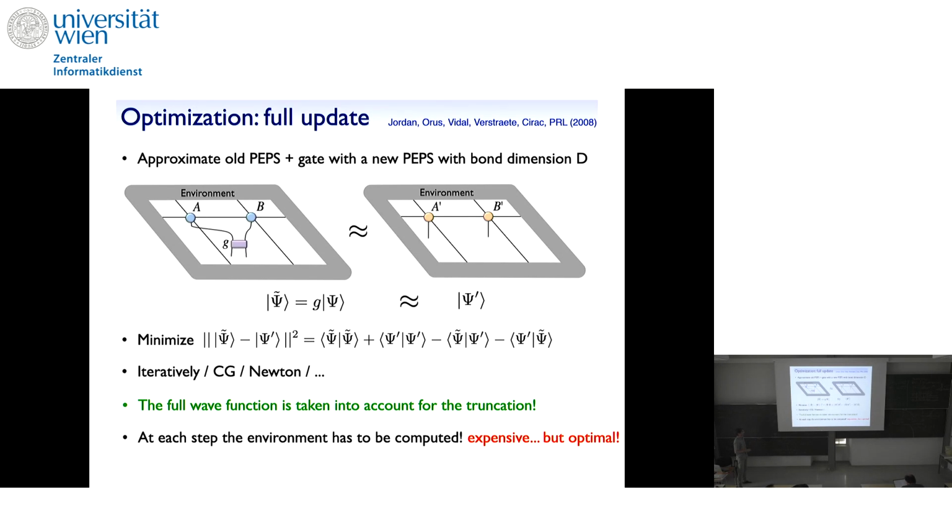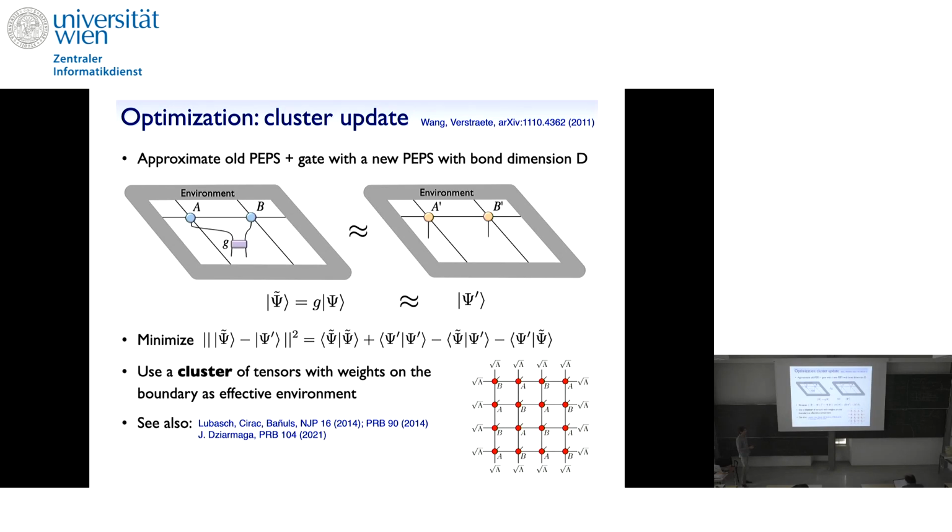So again, this is more expensive because every time you do a local truncation, you have to compute this environment, but it's then really also an optimal local truncation. Now the cluster update is similar, just that instead of doing a full contraction to compute this environment, you approximate the environment by a cluster of tensors, also including the weights around the boundary as an effective environment surrounding these clusters.